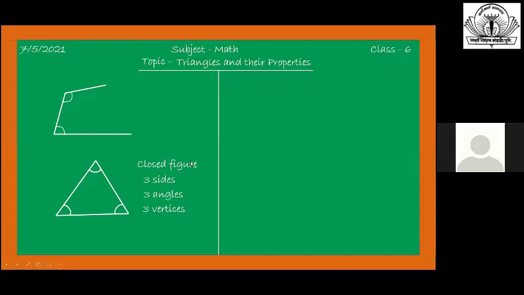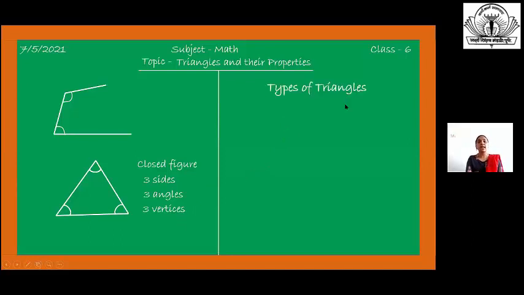Okay. So now we saw the definition of a triangle. Now we will see the different types of triangles. Triangles are classified into various types based on two categories. The first category is based on sides, meaning how many sides are equal to each other. Based on that, the triangles are classified.